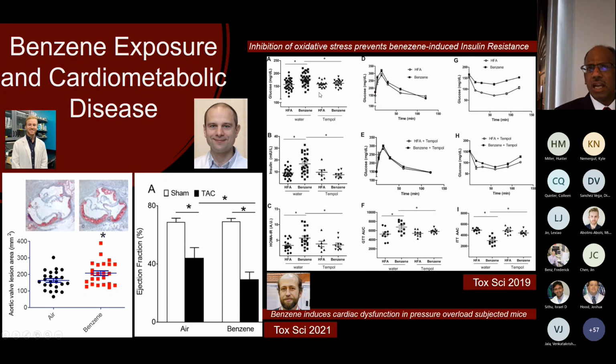What he found is that exposure to benzene causes impairment of insulin resistance. He found both GTT and ITT were perturbed by benzene exposure, and this was mediated by oxidative stress. And Tim O'Toole was the lead person on this project, so he was dealing with this project.